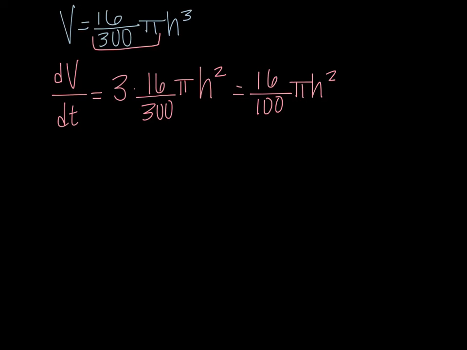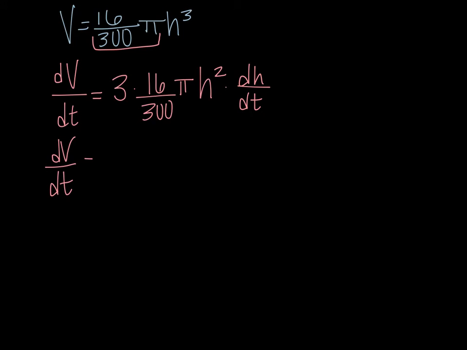I left off something. Do you see what I left off? I'm taking this with respect to time. I took the derivative with respect to time. So dV/dt equals 3 times 16/300 pi h squared times dh/dt. I left off my dh/dt term. That's no bueno. I'm going to reduce a tiny little bit here: 16/100 pi h squared dh/dt.